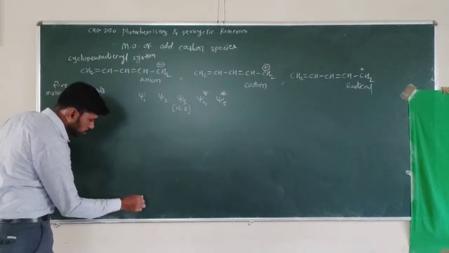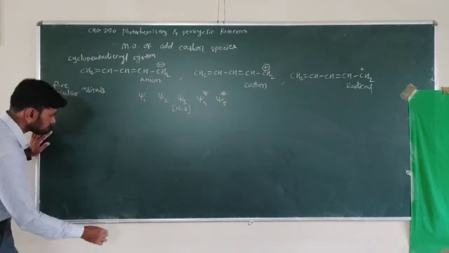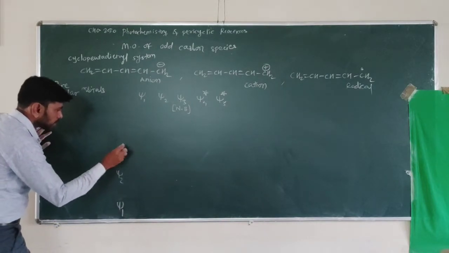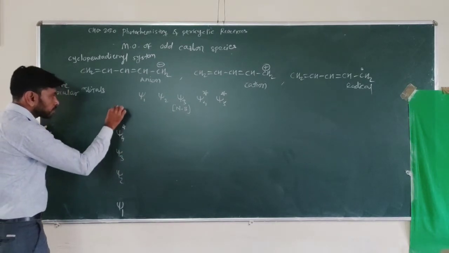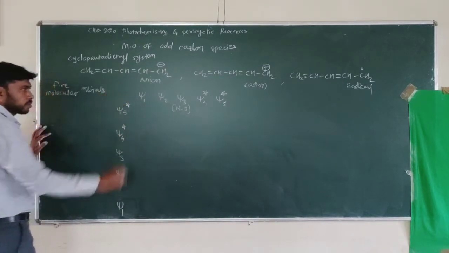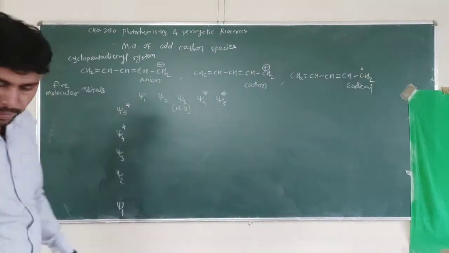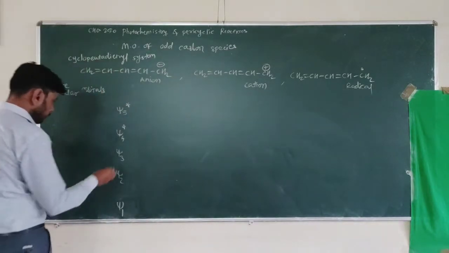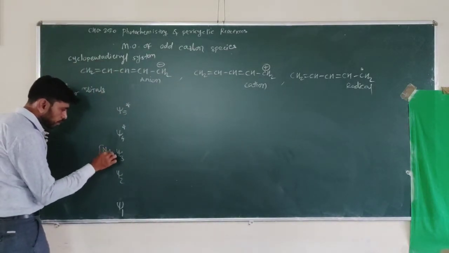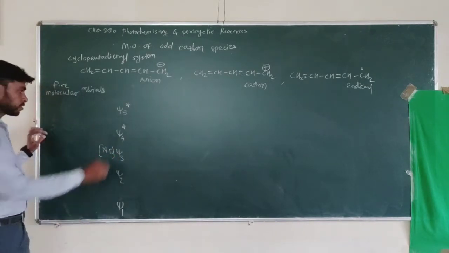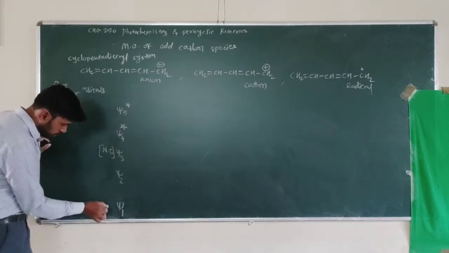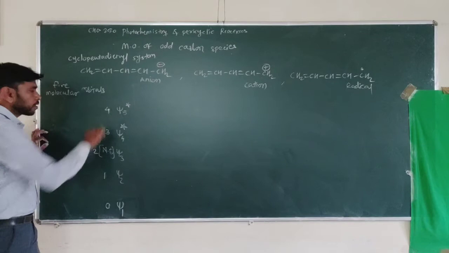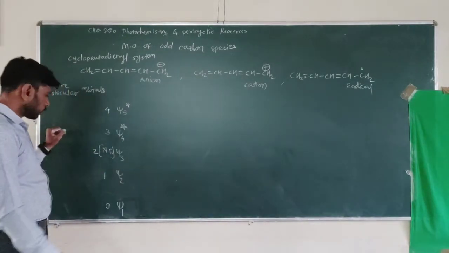Let's see how to draw these orbitals. So Psi1, Psi2, Psi3, Psi4 star, Psi5 star. So we draw 5 orbitals here. This is central, and we know that it is non-bonding. Let's see the number of nodes. Here it contains 0 node, 1 node, 2 nodes, 3 nodes, and 4 nodes.